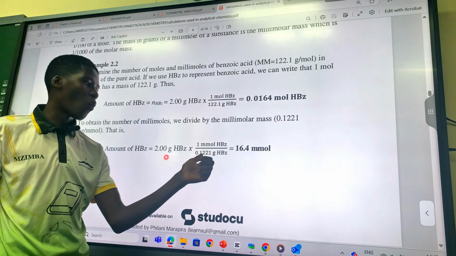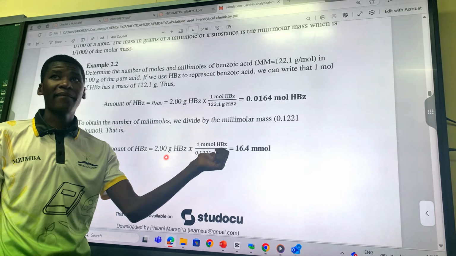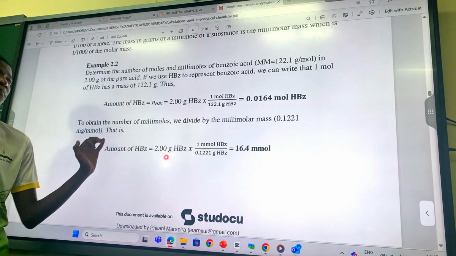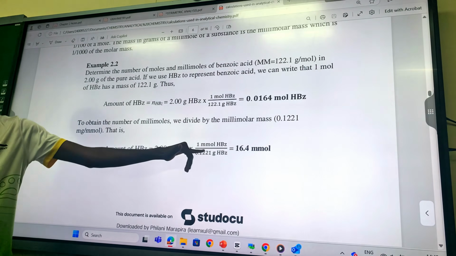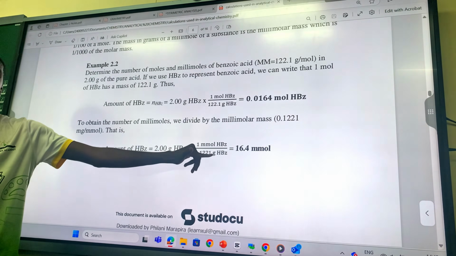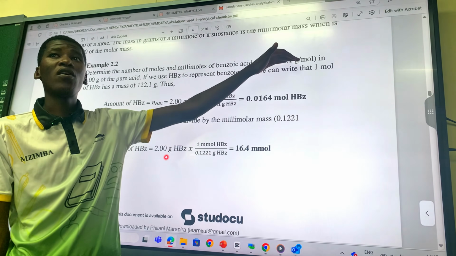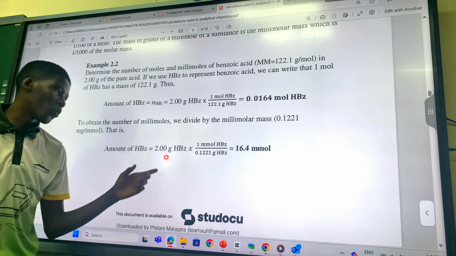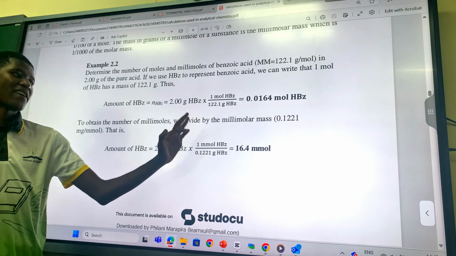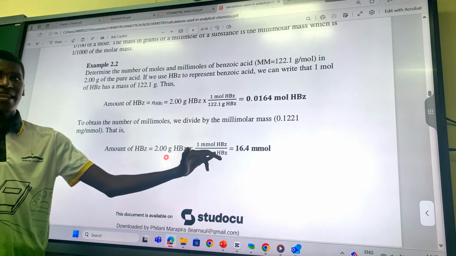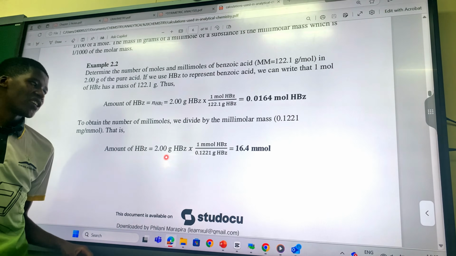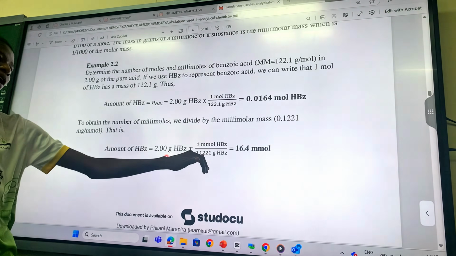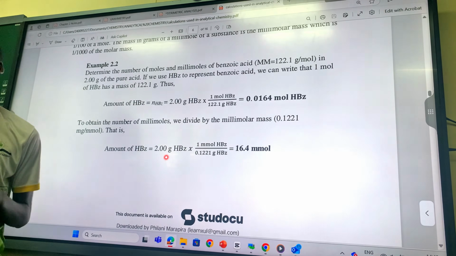You get 0.1221 grams per millimole. So to find the amount of millimoles, the number of millimoles, you use the mass over the millimolar mass. What do we call it? The millimolar mass. Once you divide your molar mass by 1000, what do you get? The millimolar mass. So dividing 122.1 by 1000, you get 0.1221 grams per millimole. So you substitute: 2 grams over 0.1221 grams per millimole.